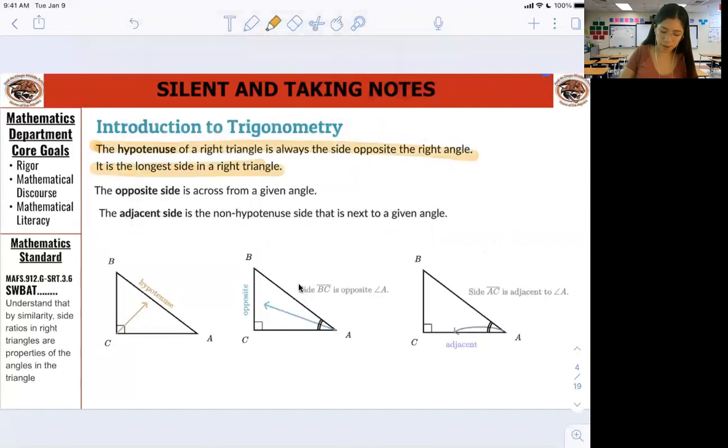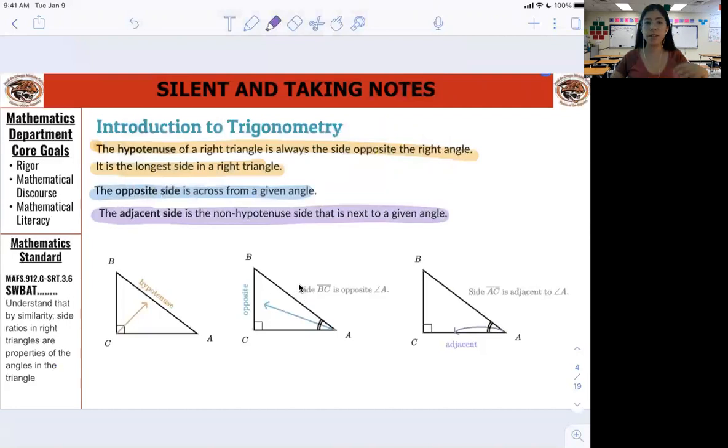So we've got the hypotenuse side. We have the opposite side. And we have the adjacent side. So please start by just writing down these definitions and copying down the 3 triangles and labeling it. And this is going to become extremely important for today, tomorrow, Friday, and next week as well. Because opposite and adjacent, we need to understand the difference between those 2 words and what they mean.